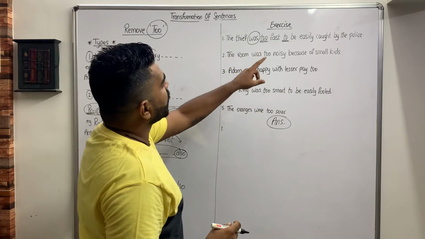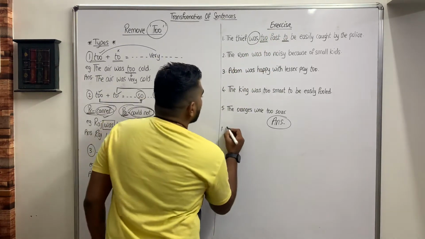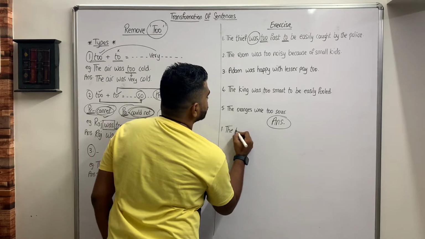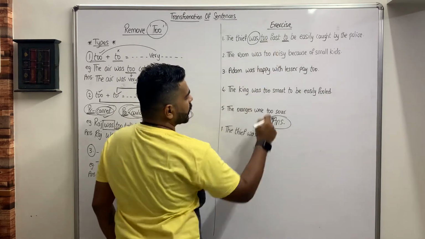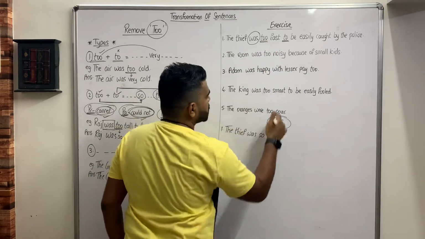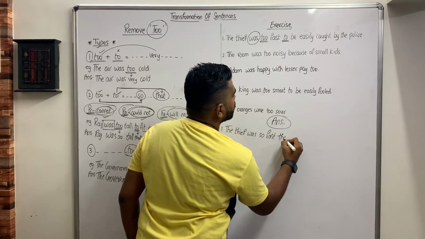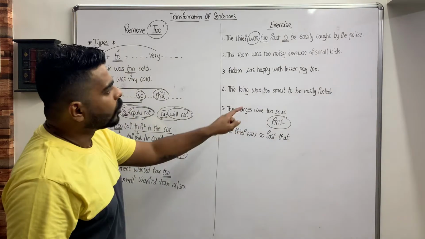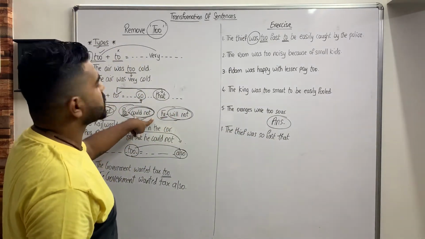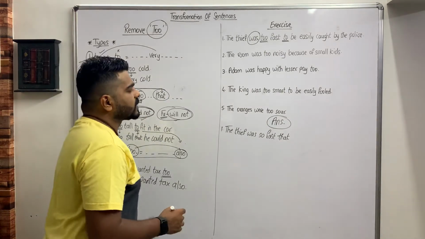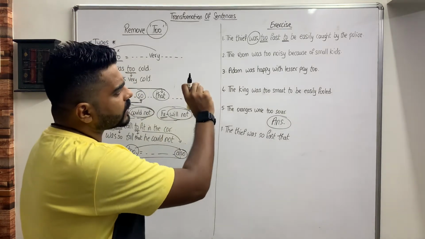The thief was too fast to be caught by the police. In place of TW2, "so"; in place of TO2, "that". Okay? So the thief was so fast that... Now, since "was" is given, we have to use "could not" somewhere in the answer. Okay? So with "could not": the thief was so fast that could not easily caught by the police.